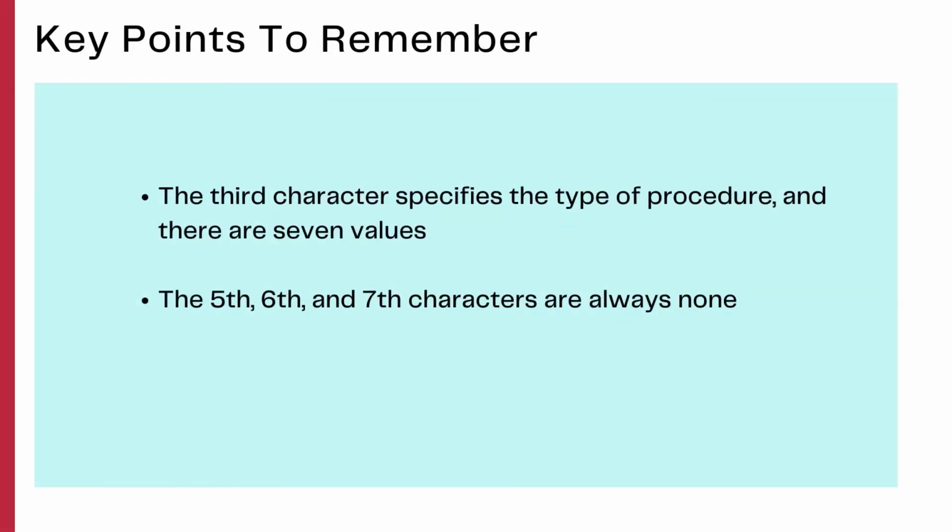So the key points to remember: the third character is the most important and specifies the type of procedure, and there are 7 values for the third character. The fifth, sixth, and seventh characters, and also the second character, are always none in this particular section.